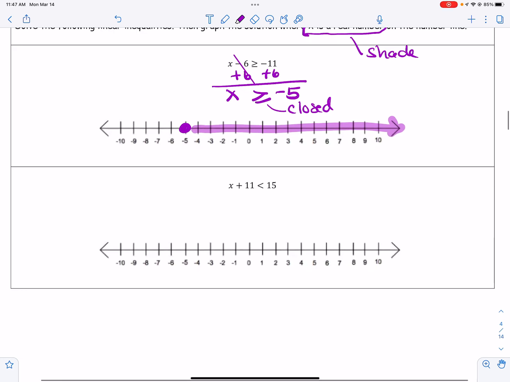Now we're still working with x being real numbers. So I'm going to subtract 11.